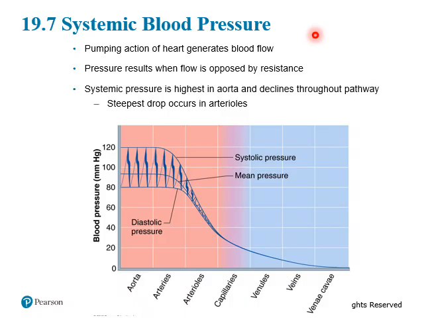Systemic blood pressure is reliant on the pumping action of the heart, which is the one that generates the flow. The pressure results when the flow is opposed by resistance. So systemic pressure is highest in the aorta, and it declines throughout the pathway, and the steepest drop occurs in the arterioles. You can see the steepest drop right there.